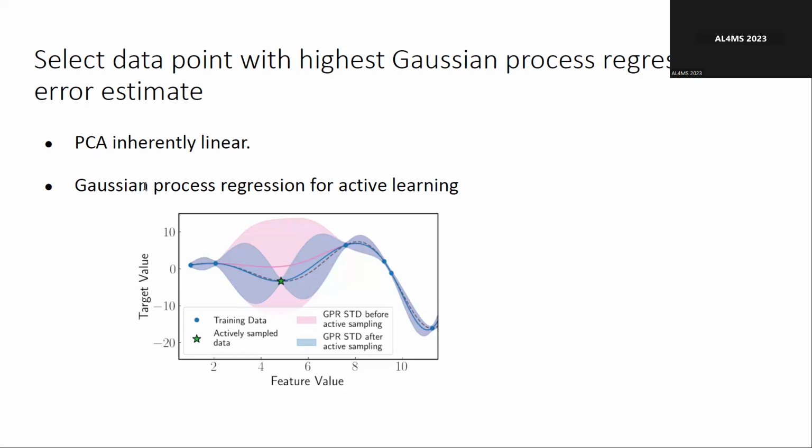So here's just an example. Many have probably seen a figure like this before. This is the Gaussian process regression uncertainty. You put in the highest uncertainty compound, or data point, and then you improve the model a lot.